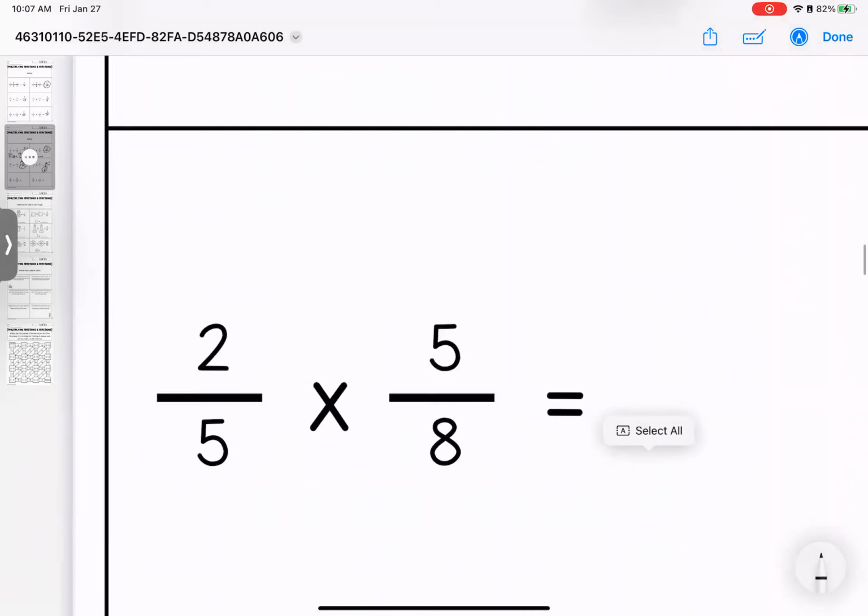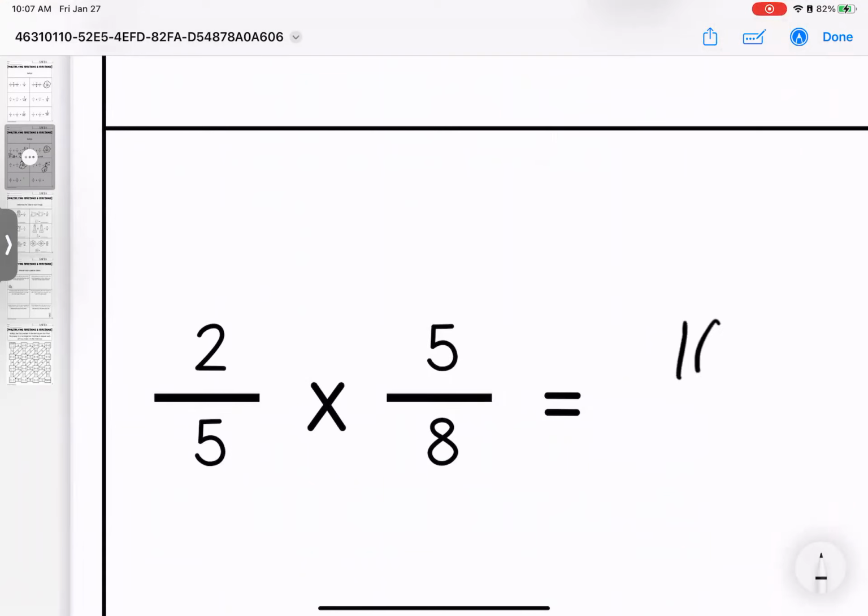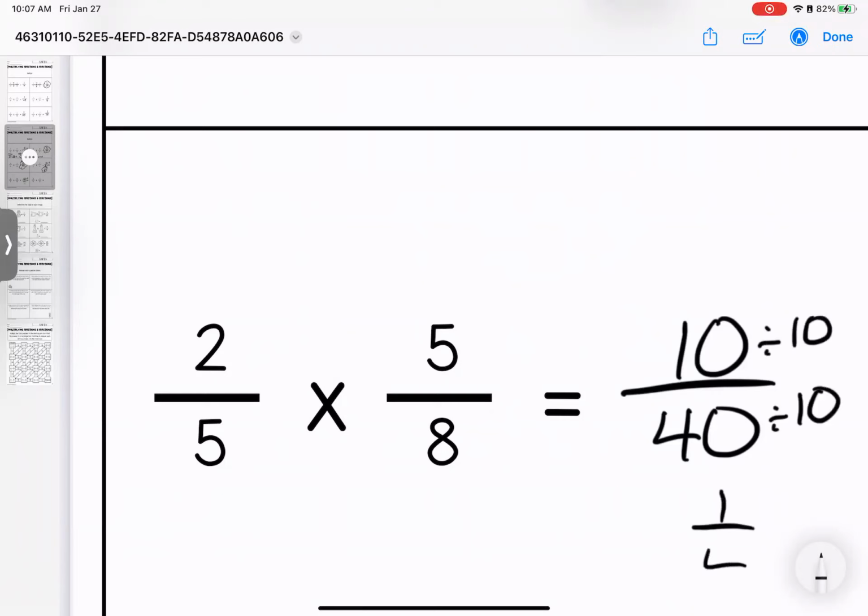Last two on this page, 2 times 5 is 10. 5 times 8 is 40. I can divide both of these by 10. When I do that, I get 1/4.